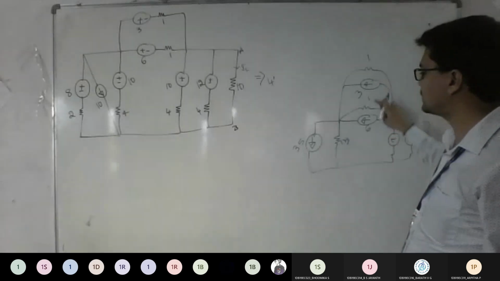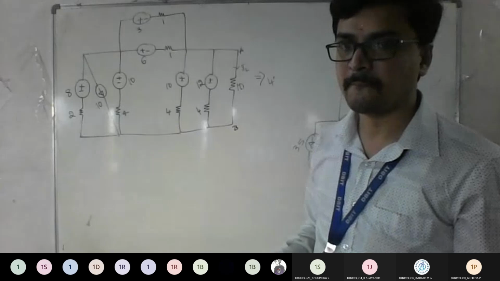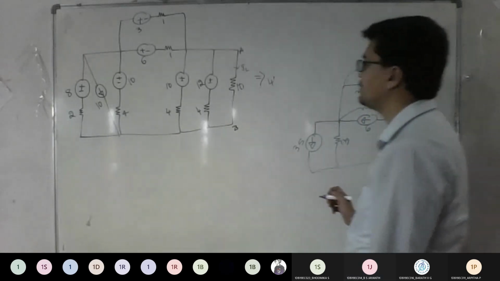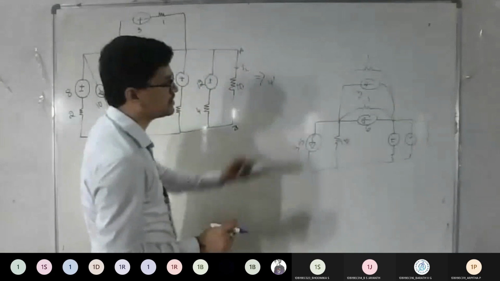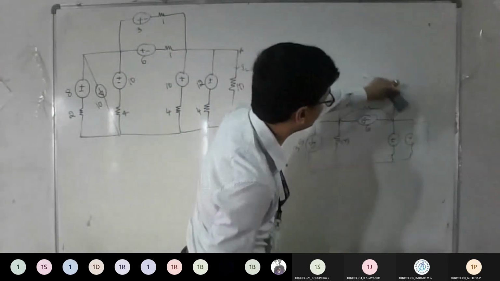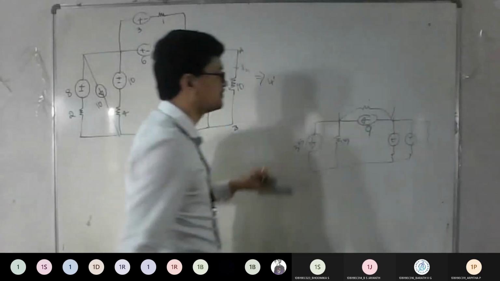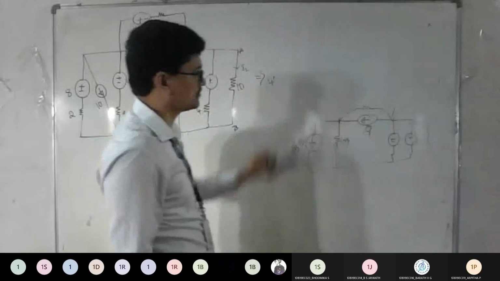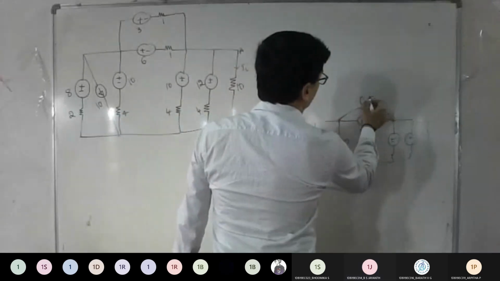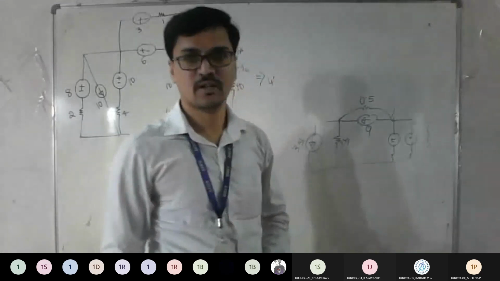Okay. So now here 3 and 6 are in the same direction. Can I add it? Yes, sir. So this 3 and 6 become 9. So we are going to get one elimination of this. So I'm going to get only one current source, that is of 9 amp. What is the value of the resistor? 0.5 ohms, sir. 0.5.